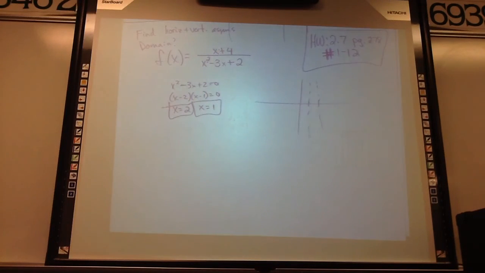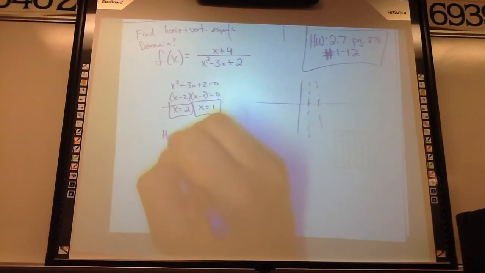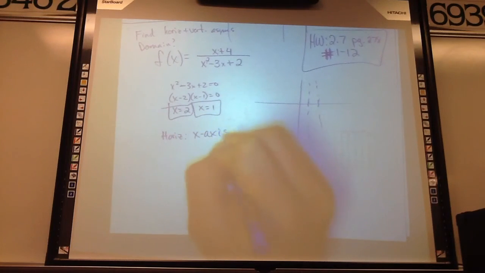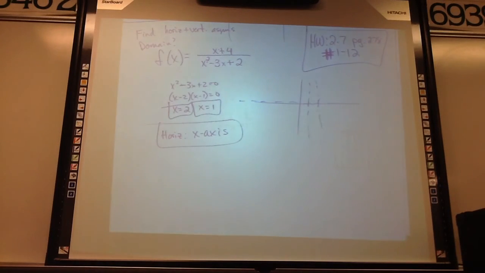I guess I should say it that way. The top is smaller than the bottom, so the horizontal asymptote is the x-axis. Listen, I was stupid, I know. So you're part of the way to graphing. Now we'll finish her up another day.